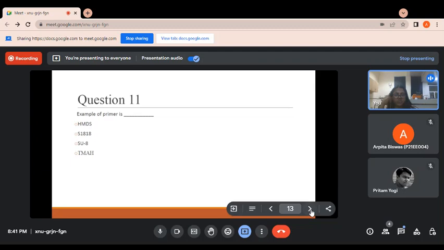And then the example of a primer is HMDS, AZ1818, SU8 or TMAH. HMDS. And what is the full form of HMDS? Hexamethyldisilazane. And what about the S1818? They all are photoresists, the S1818 or SU8. And TMAH is the etching agent. Silicon etching agent. Yes.